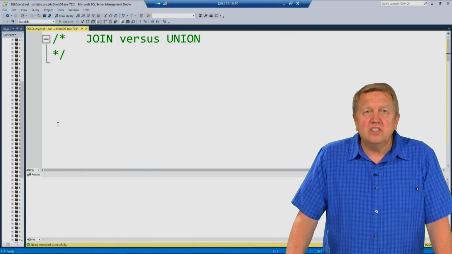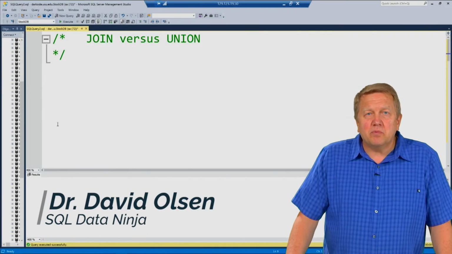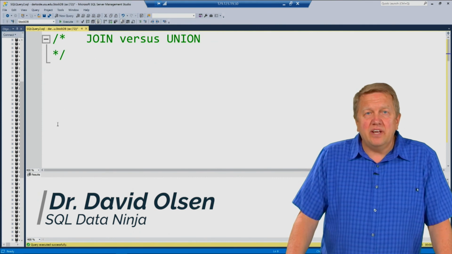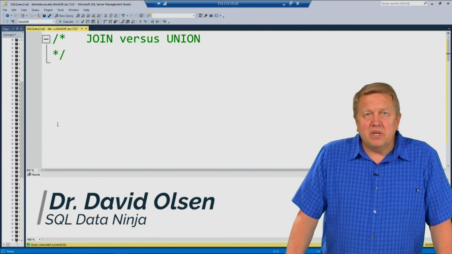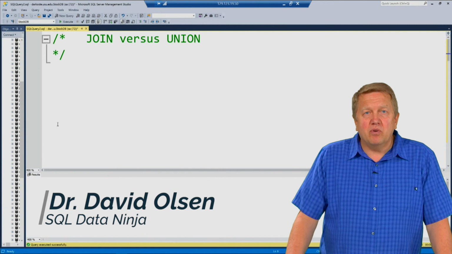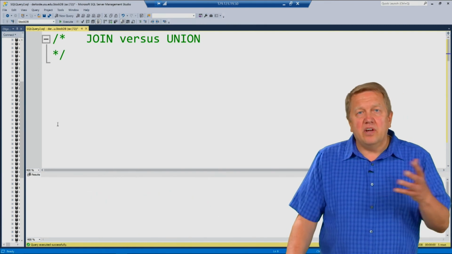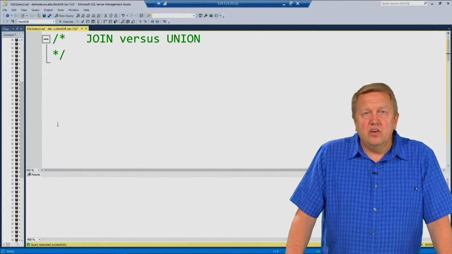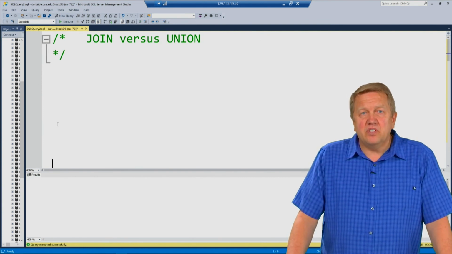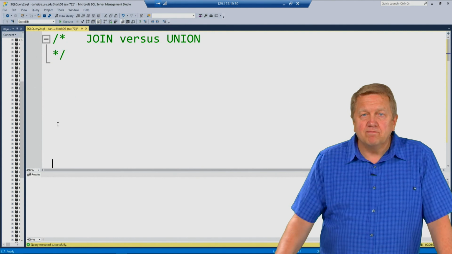Greetings everyone. In this video I want to explain the differences between a join and a union. Beginning people, even intermediate people, frequently confuse these two, so I want to do a join and then I'll do a union, and hopefully it'll explain the differences and you won't be confused anymore.